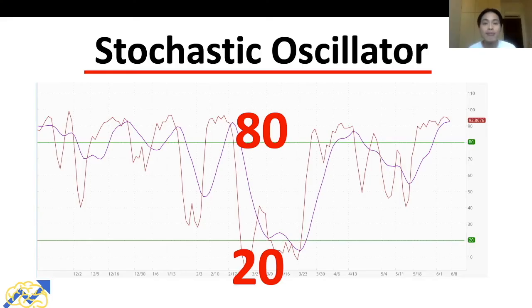Okay, so to recap the stochastic oscillator trading strategy, we want to avoid buying when the stochastic oscillator is above the 80 line and when it's overbought. And we want to avoid shorting the market when prices and the stochastic oscillator are below the 20 line and when prices are in oversold conditions.